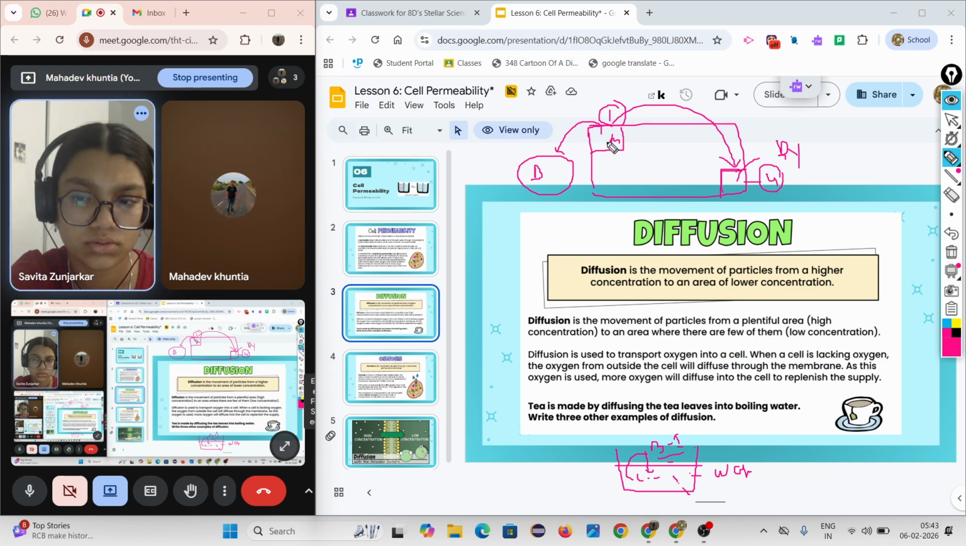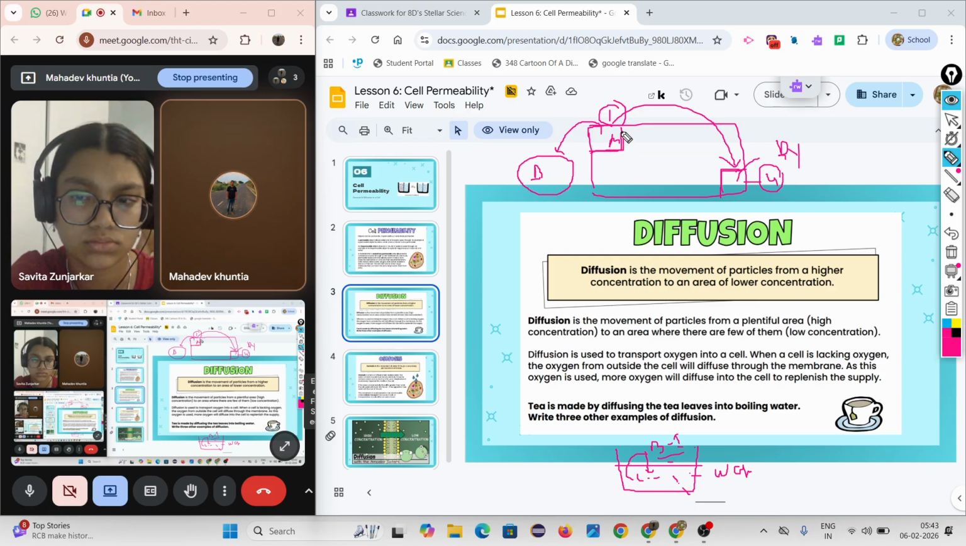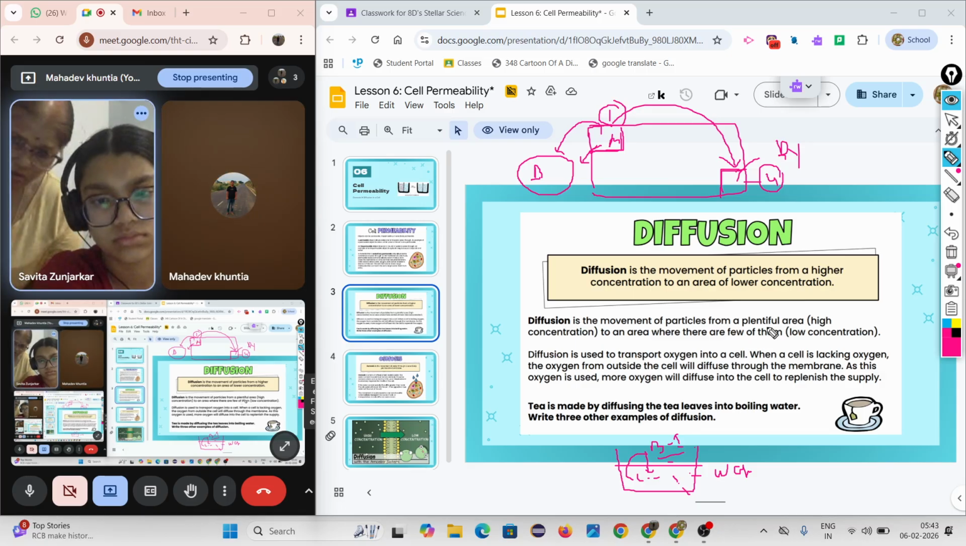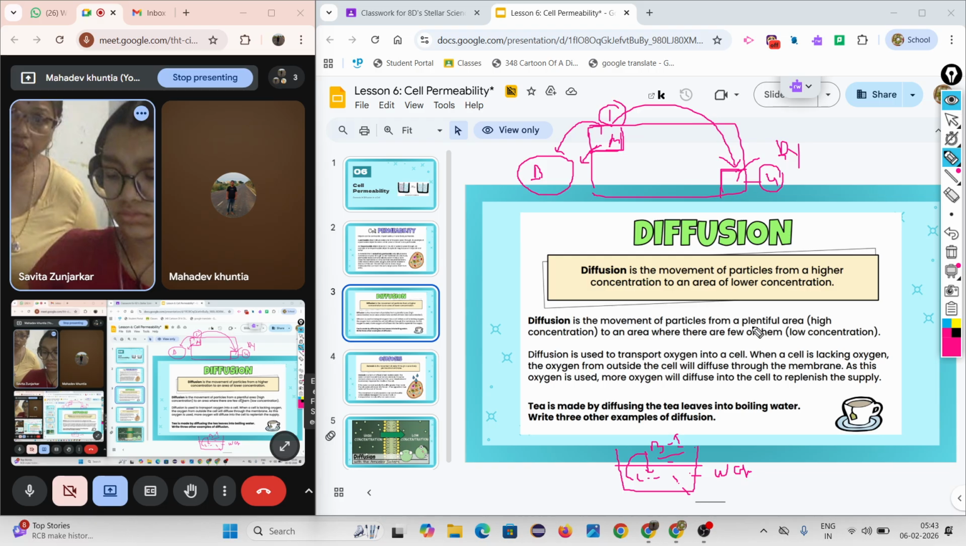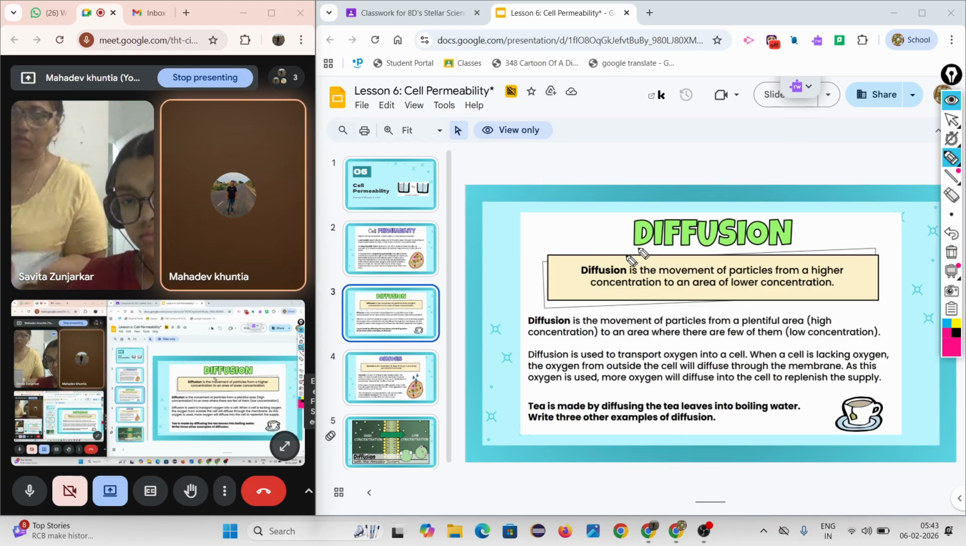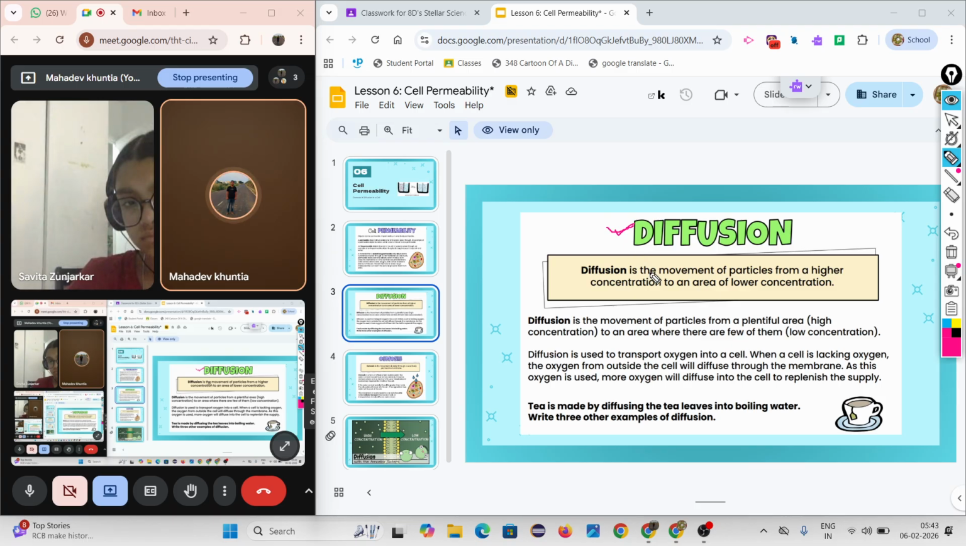What does it mean? Look at my past example. In corner number one, the smell concentration is high. There is a process involved by which particles move from higher concentration to lower concentration. What does it mean?